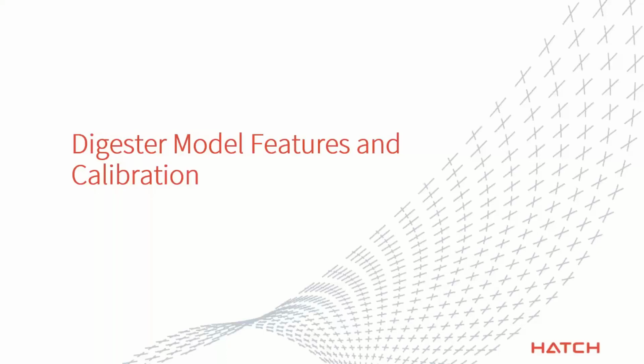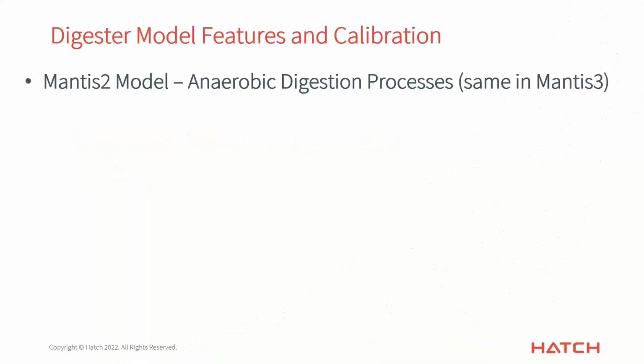That's probably the most important of the three things that I'm talking about today. Now, I want to get on and talk about how our anaerobic model works so that you can understand what's going to be happening in the background when you're using it. The Mantis 2 model has, of course, a large section of it that is the anaerobic digestion process. And just for the record, it's exactly the same in Mantis 3. Our GHG model uses exactly the same anaerobic digestion model as Mantis 2.